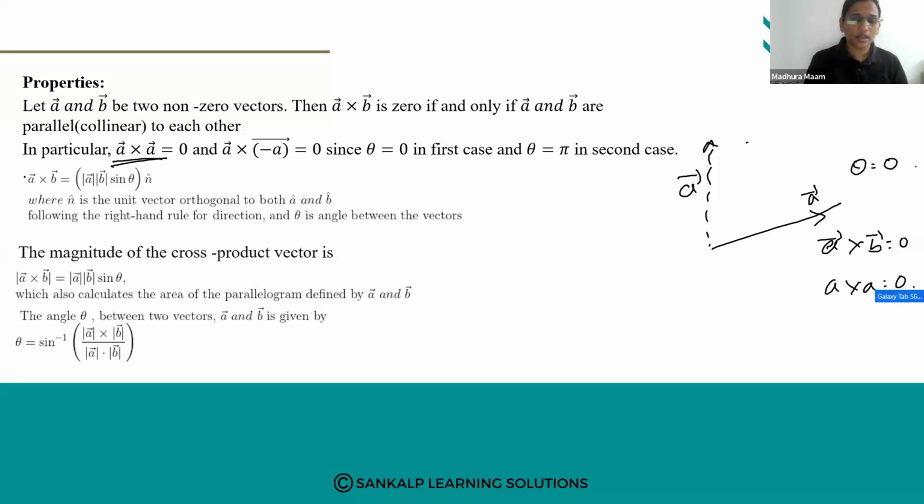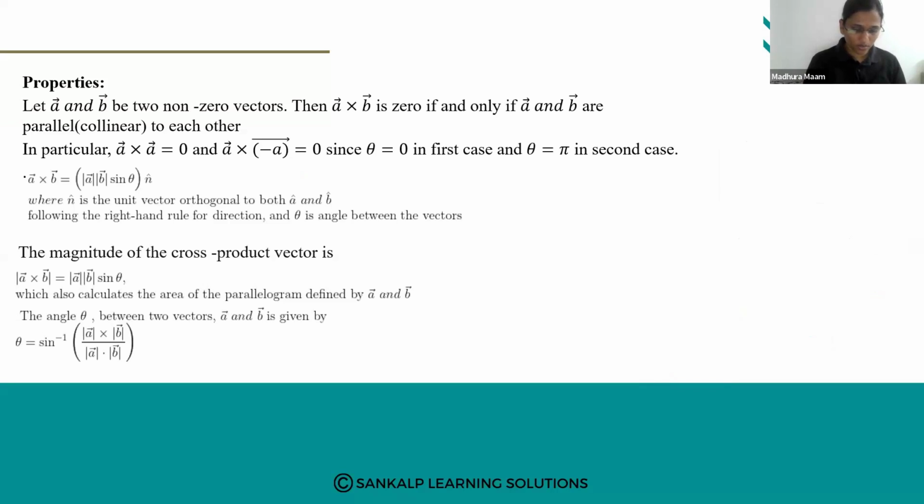Next, A cross minus A is always 0. That is understood. Why? I showed pi earlier. If this is A, this is minus A. You are not getting any cross product here. So A cross minus A is always 0, as theta is pi.